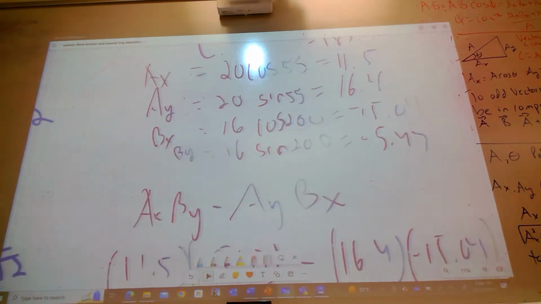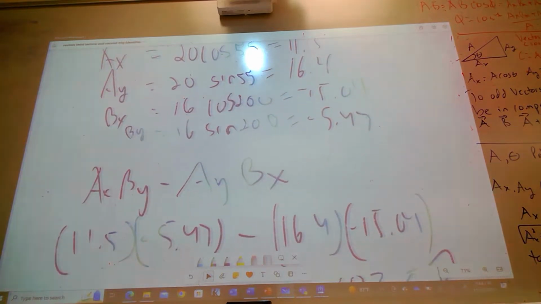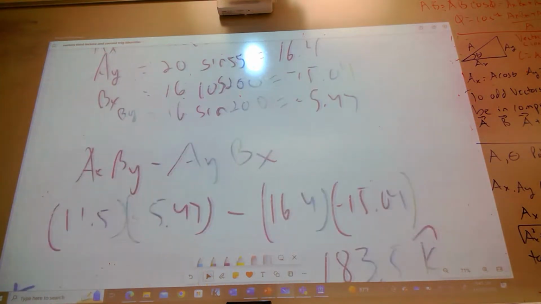So AXBY minus AYBX is 11.5 times minus 5.47 minus 16.4 times negative 15.04. If it comes out positive, then that is out of the board, out of the page. If it comes out negative, then it's in too. Now, remember to put your K in, symbolizing that this is a vector, not a scalar. So it comes out to approximately 183.5 K.